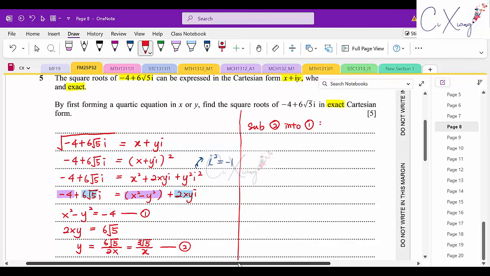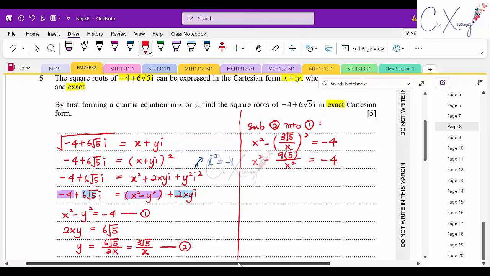So what do I have here? I have x squared minus y squared, where y now is 3 square root 5 over x. So (3 square root 5 over x) squared, then equals negative 4. Then I square it out. So 3 squared is 9, and square root 5 squared is 5. Divided by x squared equals negative 4.